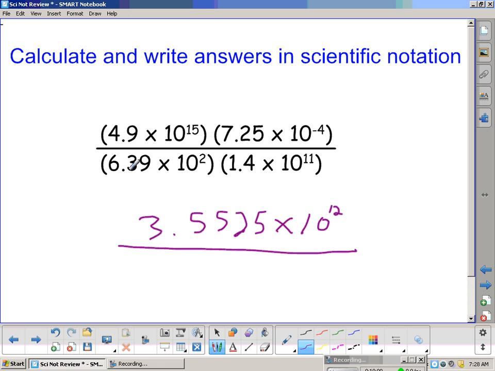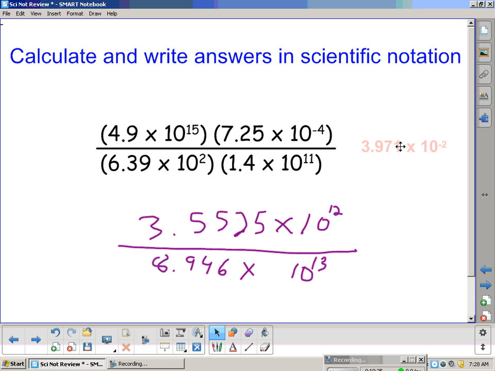and then you do the bottom, same thing, you can multiply this times this, you end up with 8.946 times 10 to the 13th. Now again, when you're dividing, you're going to subtract the exponents. 12 minus 13 is -1, and this you divide like regular numbers. Change it to scientific notation if needed, moving your decimal, so you have one non-zero number in front of the decimal, and here's your final answer.